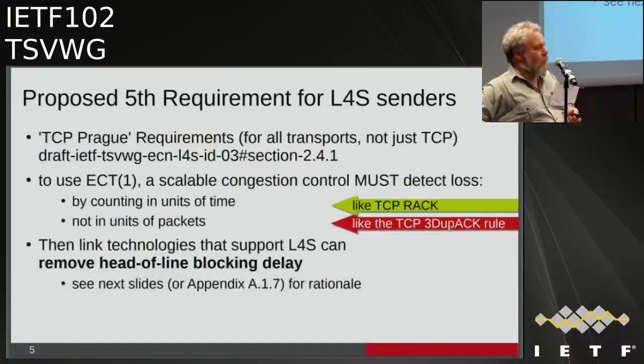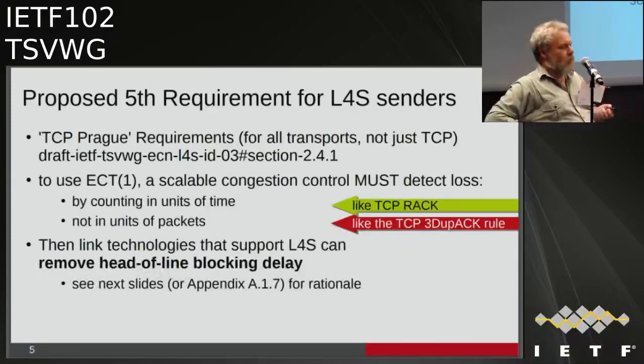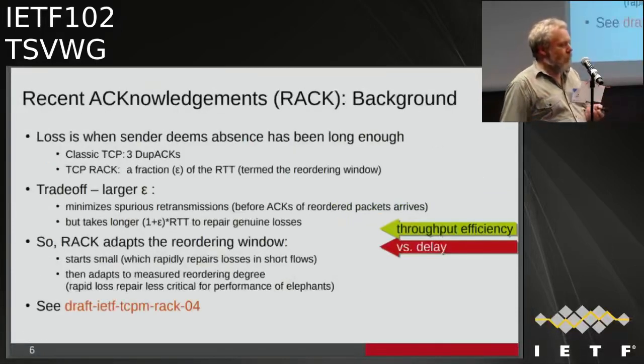But the reason why this is important for L4S is that it means that link technologies that support L4S can know that all senders sending packets into their queue in the network, they can look at this ECT1 code point and they know that means you support detecting loss by time, and it means you can relax your resequencing and reordering requirements in the network. And that means you can remove head of line blocking if you're doing things like link layer retransmissions. So I'm going to explain all this, but that's the overview. So quick background on RACK.